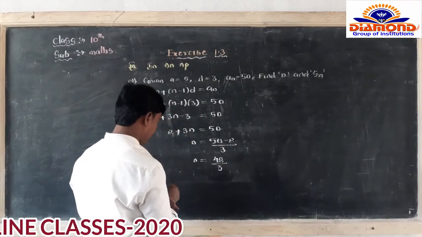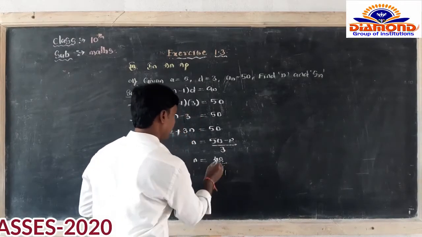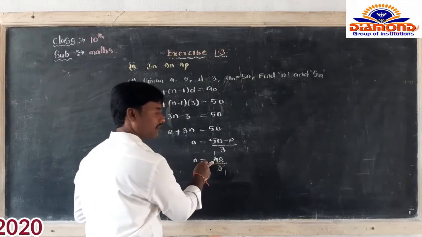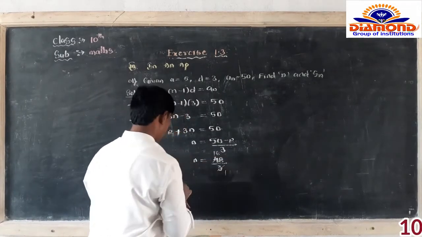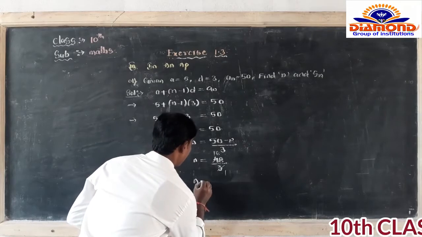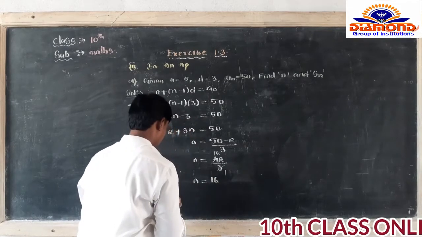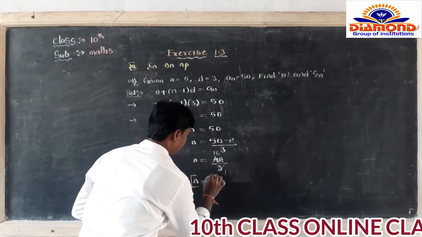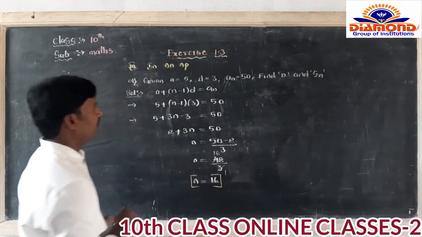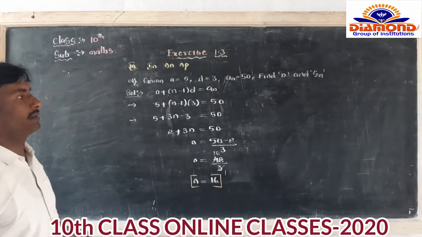Now we are doing the division. 3 ones are 3, remainder is 1, 18, 3 sixes are 18, means n is equal to 16, dear students. Number of terms is equal to how many? 16. Now we will find out the sum of the n terms of the AP.